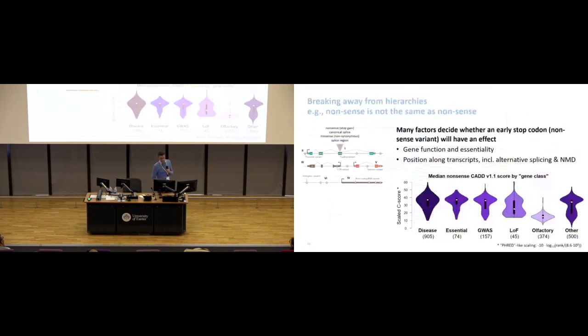Okay, so back to the results and how CADD actually gets us away from these hierarchies of variant effects. So if you, for example, look at the gain of a stop codon, so these nonsense variants, they will depend on where they happen along a gene and in which gene they happen. So consequently, we get a broad range of scores of potential nonsense variants, as you can see here on the bottom of this page.